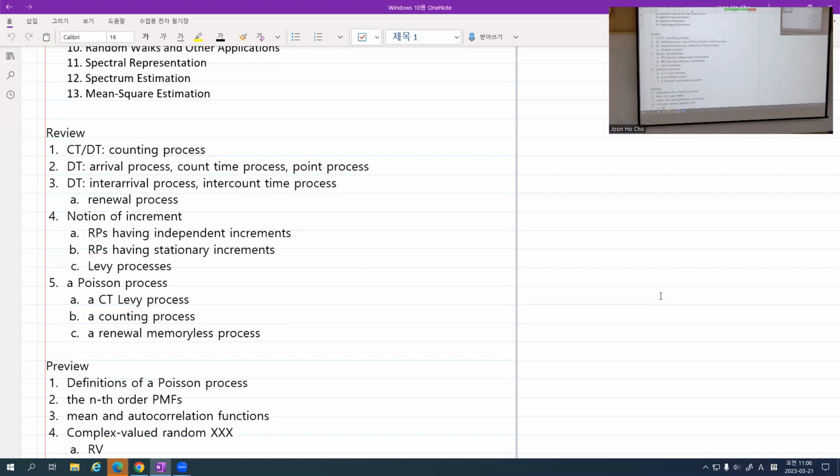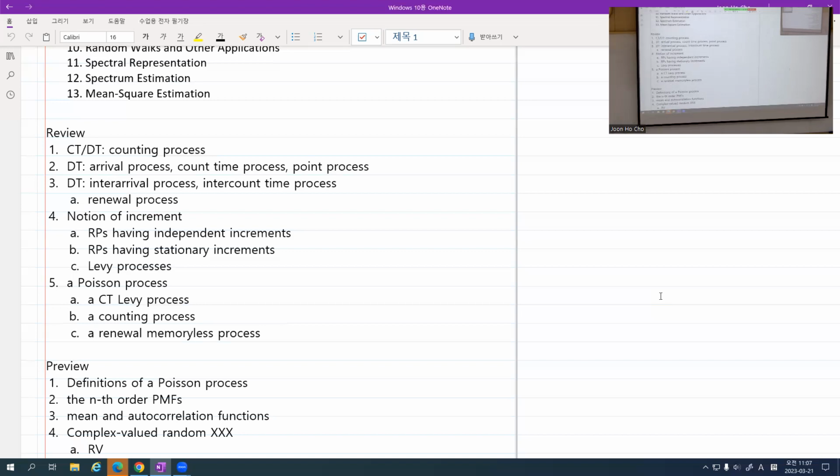And if the inter-arrival process has random variables that are independent and identically distributed, then it is called a renewal process. And we will see that the Poisson process has the inter-arrival process, which is a renewal process. But sometimes we just say this counting process is a renewal process, even though precisely speaking, if we say renewal, then it should be related to the inter-arrival process. But almost everybody just says the Poisson process as a counting process is a renewal process.